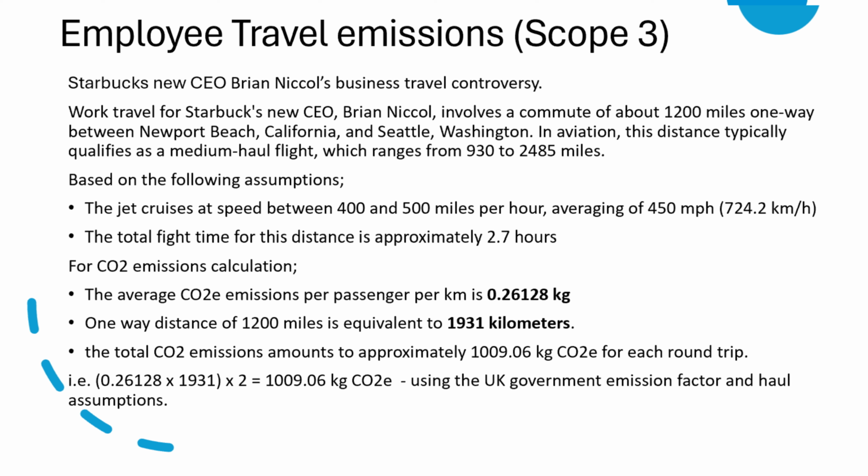So that means for every return trip this guy makes, there is 1009.06 kilogram CO2 equivalent that is being emitted. How does that make sense? And then look at that, assuming he's traveling 3 times a week, and look at the annual emissions. So check out the newsletter.